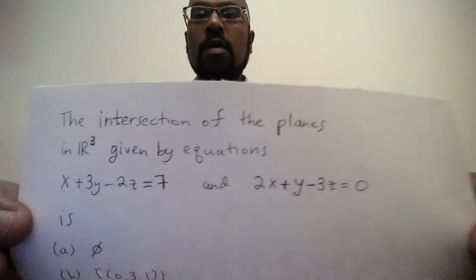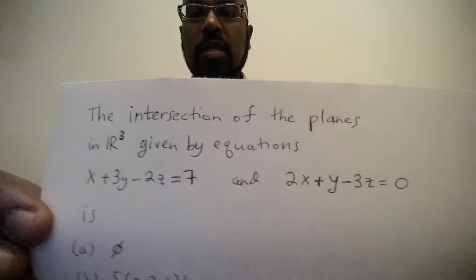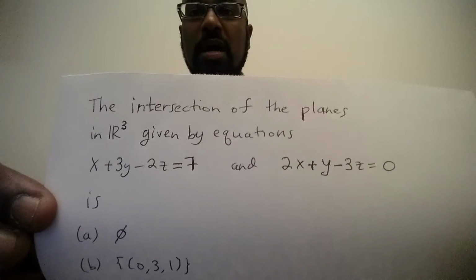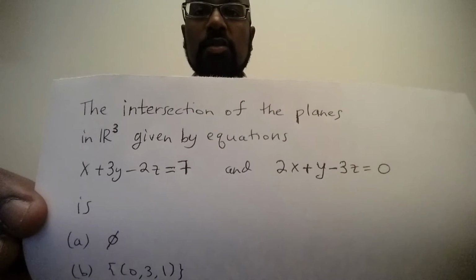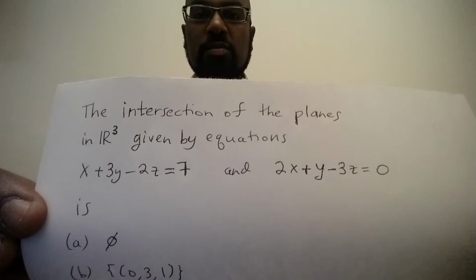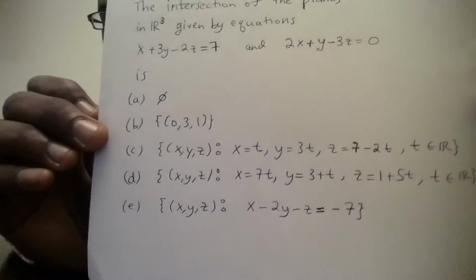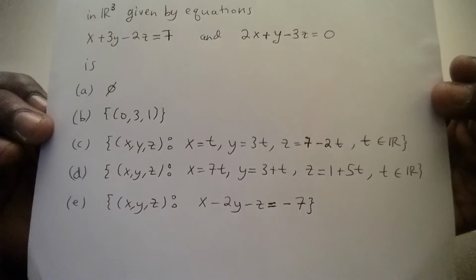Welcome to today's video where we will be discussing strategies for eliminating answers on the GRE Math Subject Test. Today's problem comes from a practice test and it states the following. The intersection of the planes in R3 given by x plus 3y minus 2z is 7 and 2x plus y minus 3z is 0 is which of the following? We have 5 possible answers listed right here.